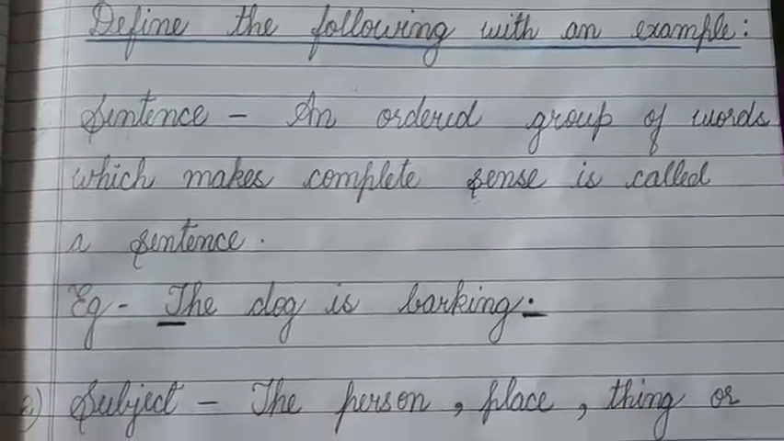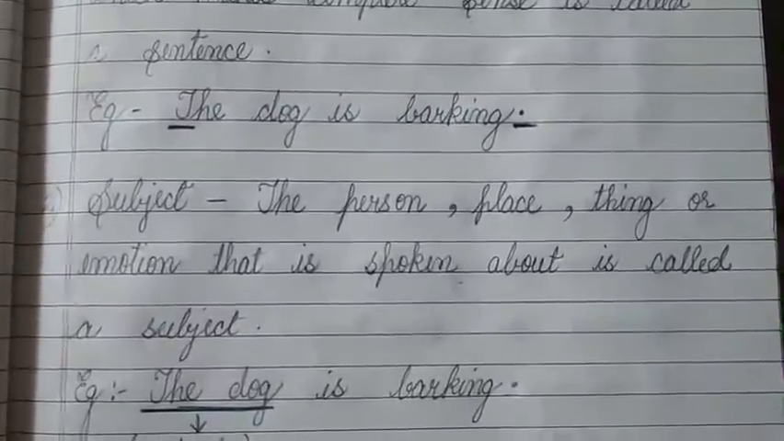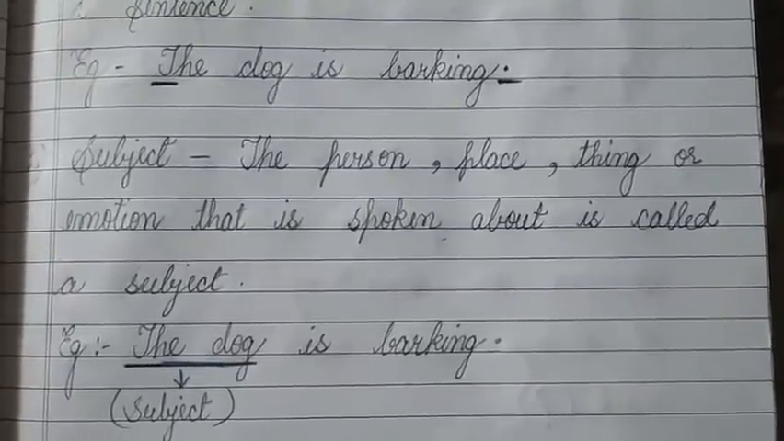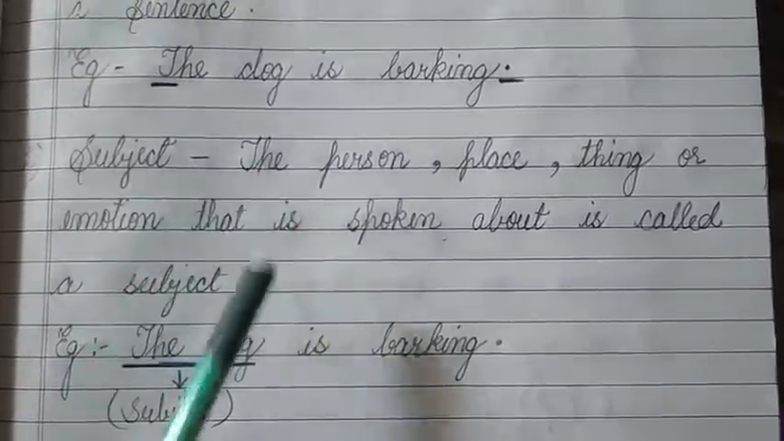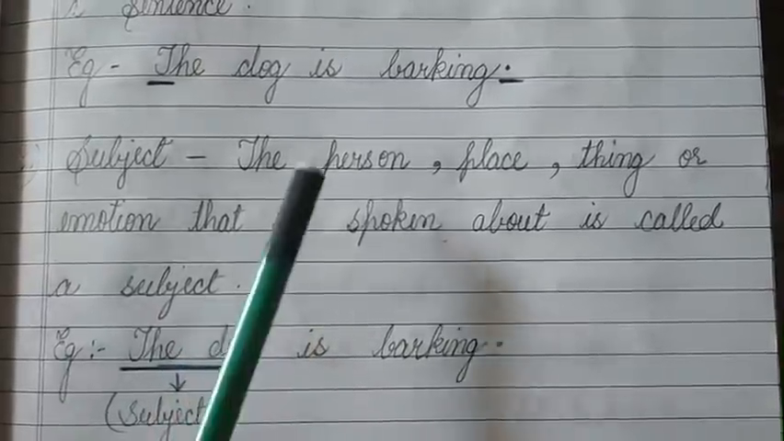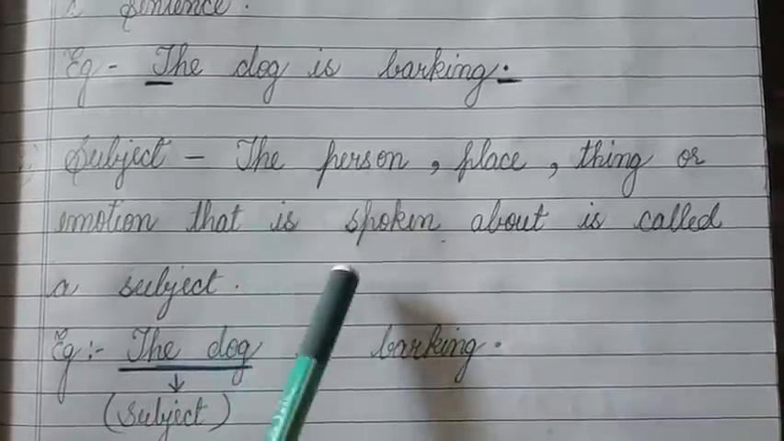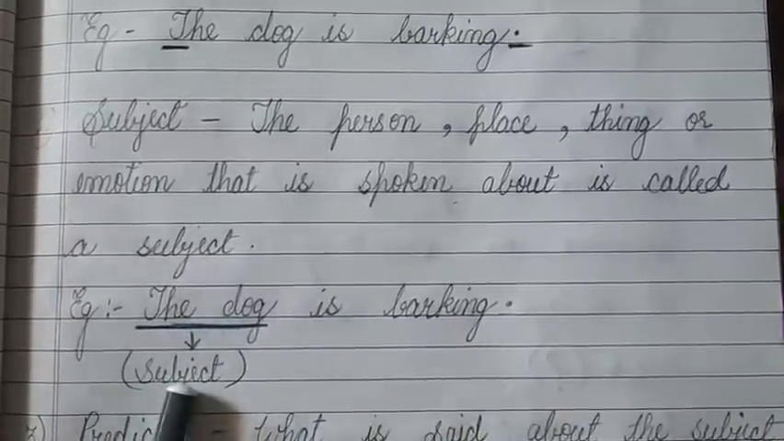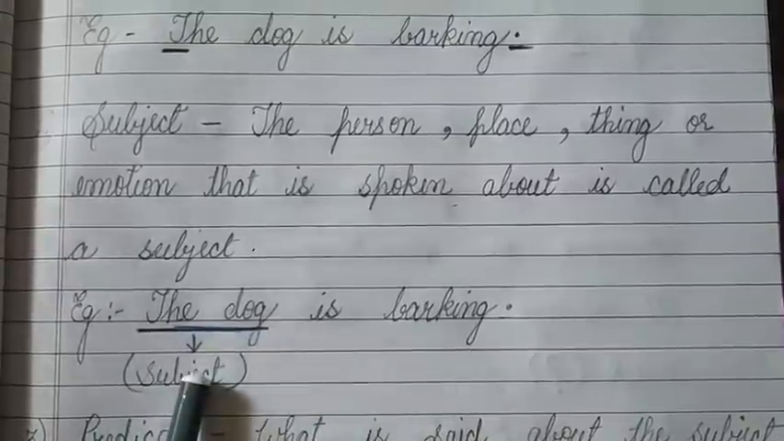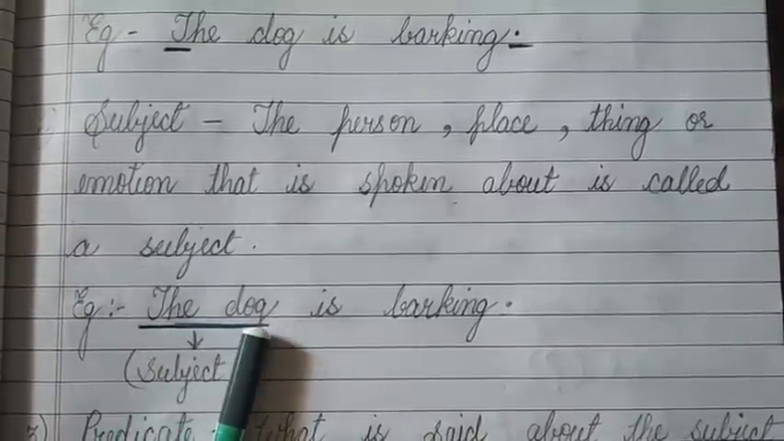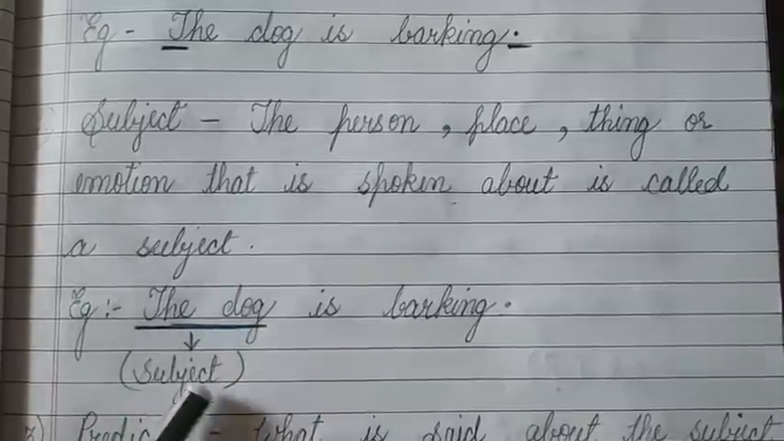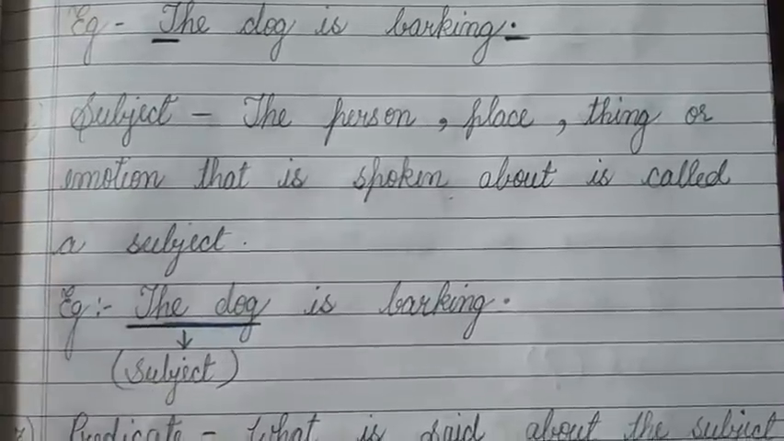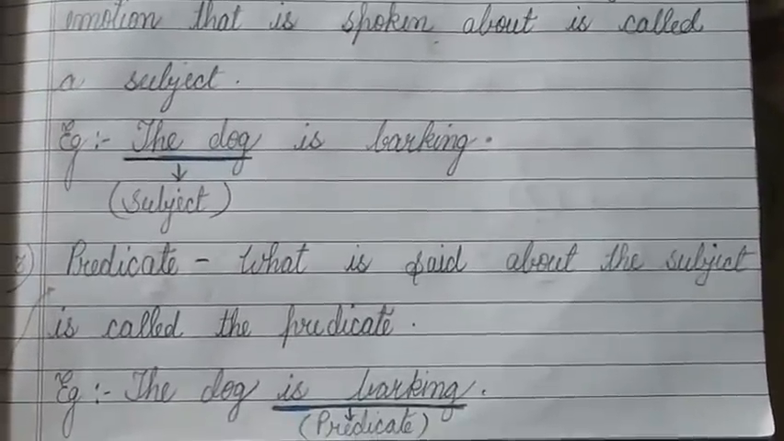Then the next definition is subject. The person, place, thing or emotion that is spoken about is called a subject. Start here with a capital letter, put a full stop, give one finger gap between the words, leave one line. Then write down the example: The dog is barking. See, in this sentence, the dog is the subject. So you will underline the dog with blue pencil color. You will put a down arrow, and in bracket you will write subject like this. Got it?